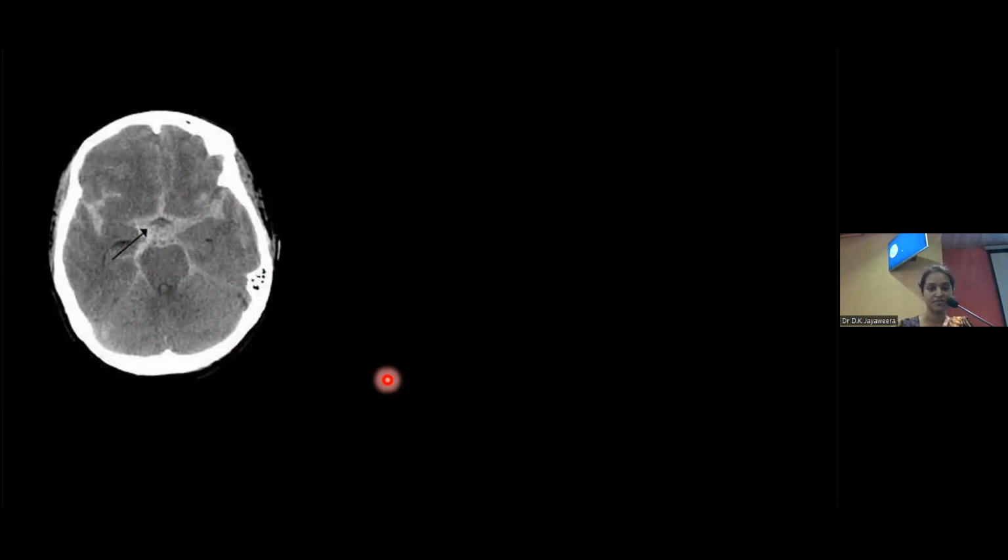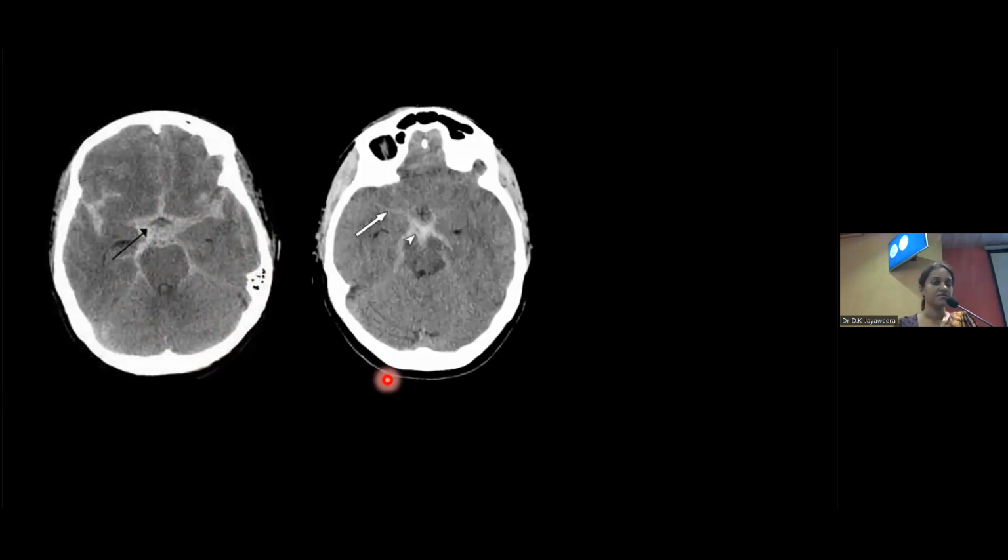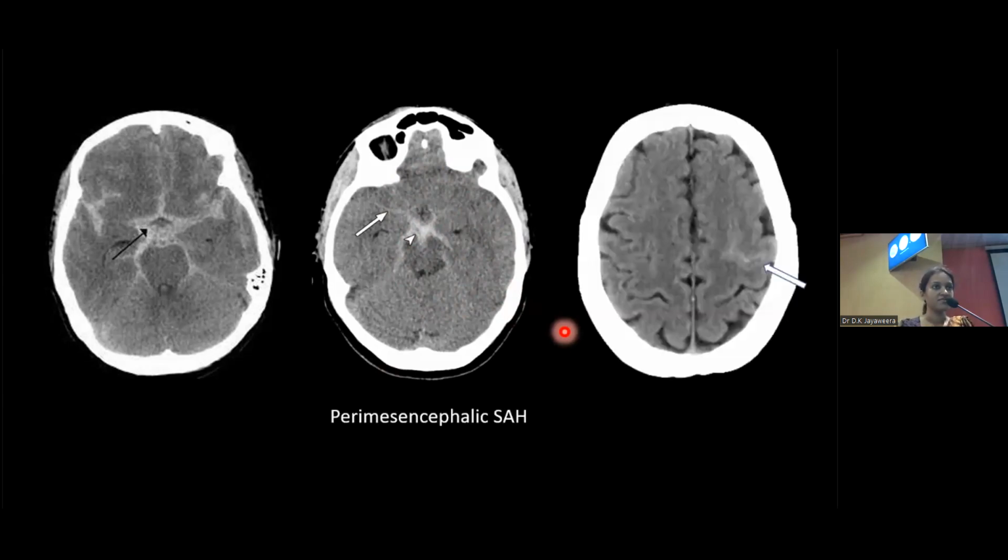can manifest radiologically. So if I take your attention to this CT, you can see that the blood is restricted to the perimesencephalic region and the prepontine cisterns and not really in the fissures. So this type we call perimesencephalic subarachnoid hemorrhage. There is another type which is even more focal. I hope you can see this. There is a small amount of blood within the sulci, and this is called convexity SAH.